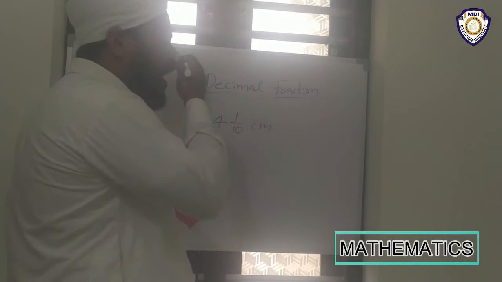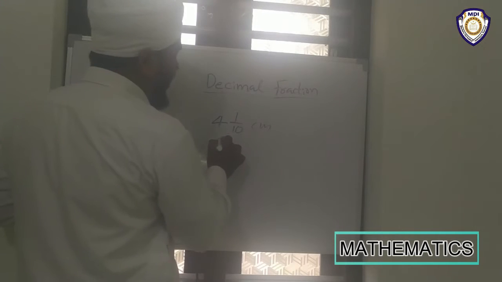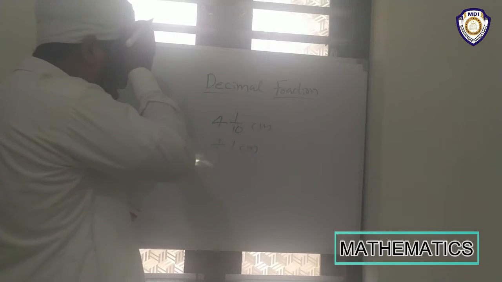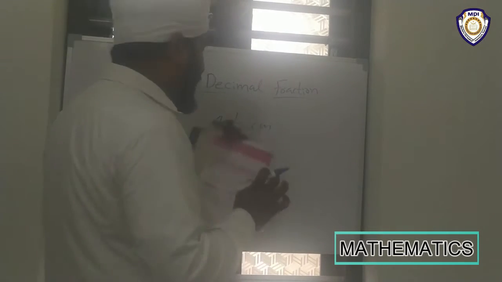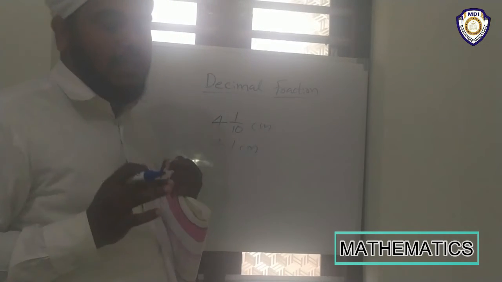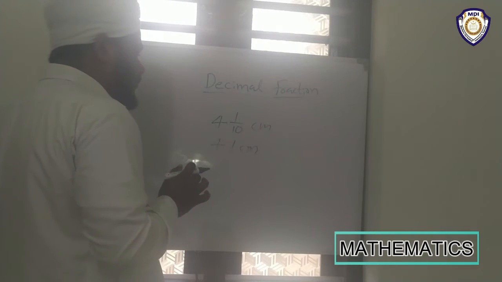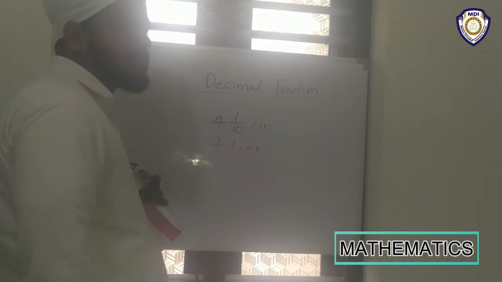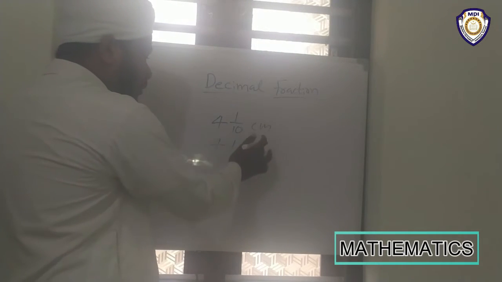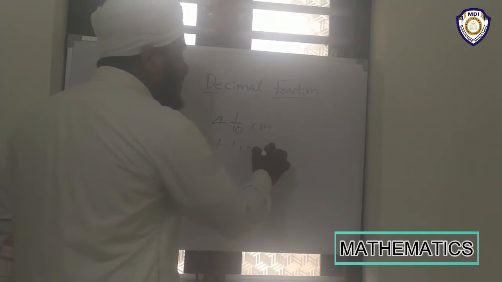How can you write this as a decimal number? Yes, it is very simple. Then we use this 4.1 centimeter. The length of this line AB is 4.1 centimeter. My question, which is the decimal number here? This or this? Sure, this is the decimal number. This is the decimal fraction.